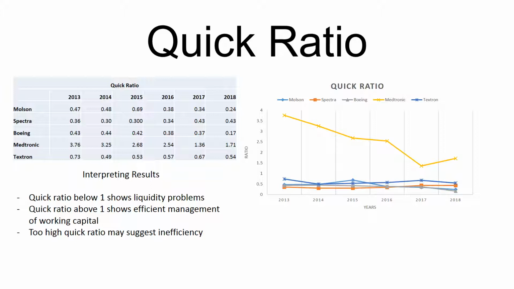They have good liquidity, a lot of cash in hand to cover their current liabilities. If I had to choose a second one to follow Medtronic, it would be Textron. It has the second highest at 0.54.